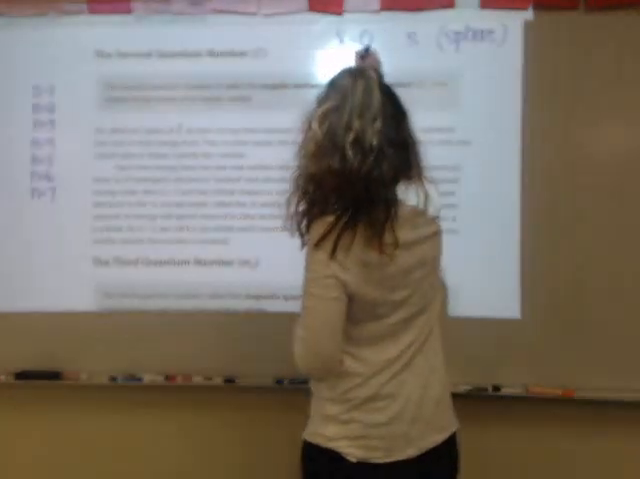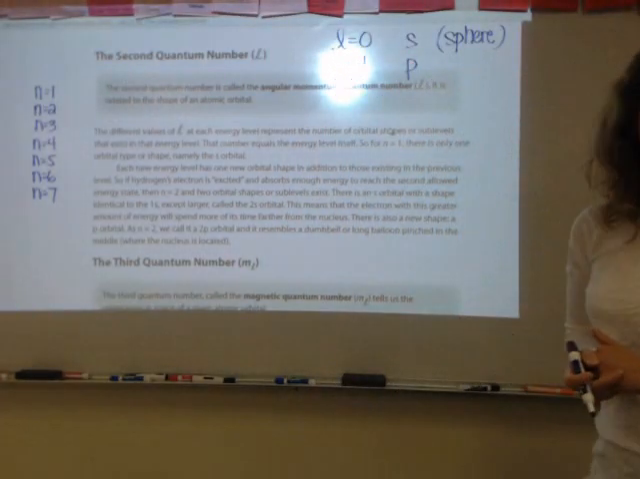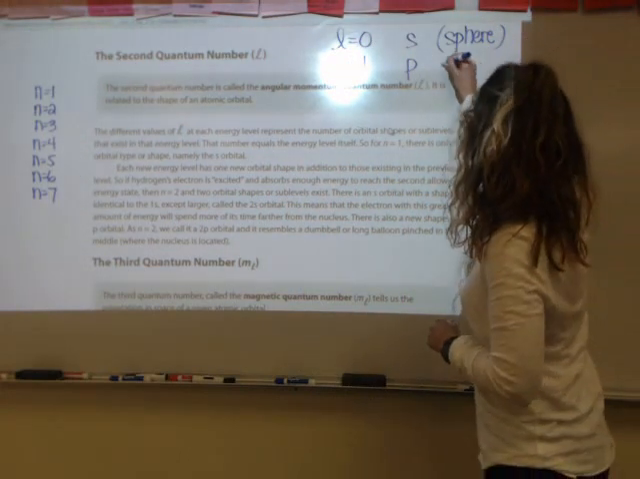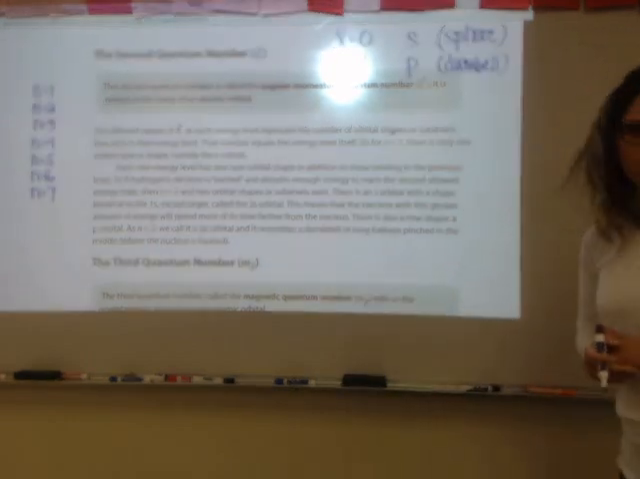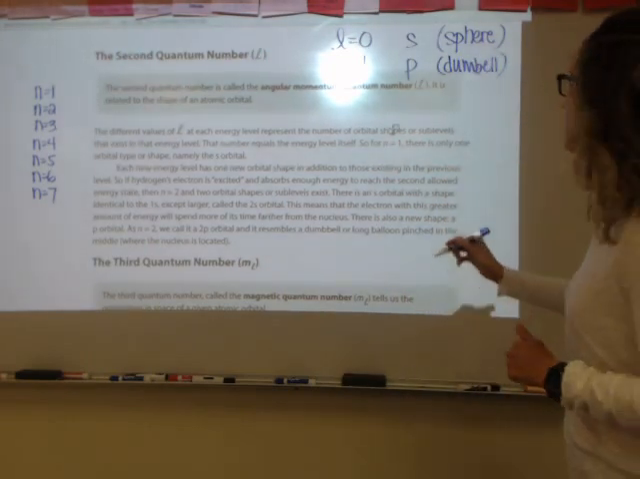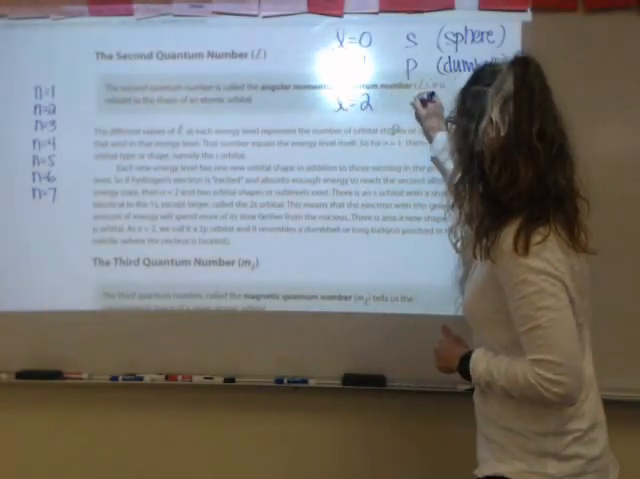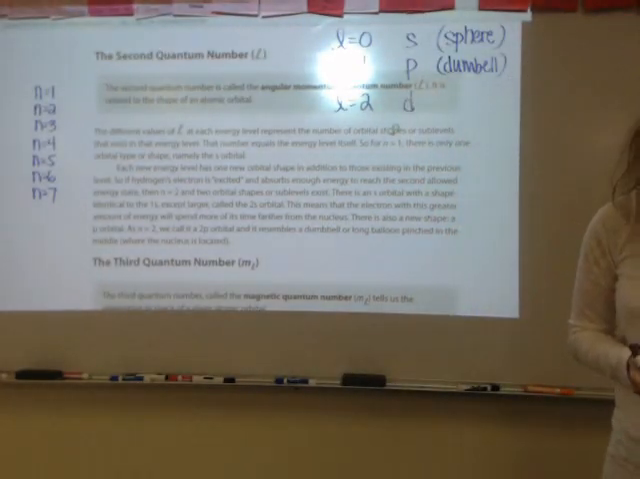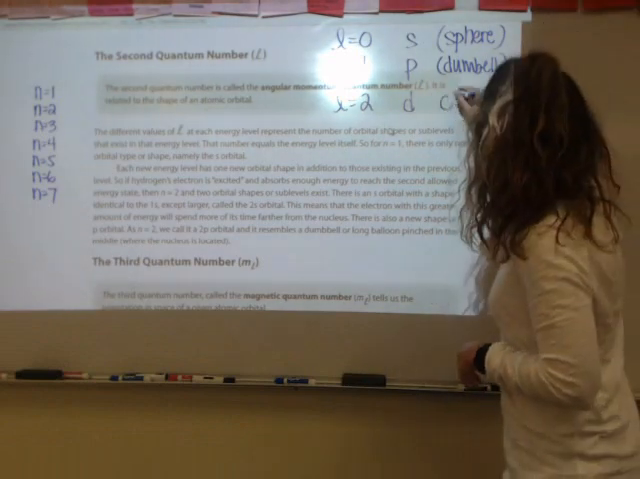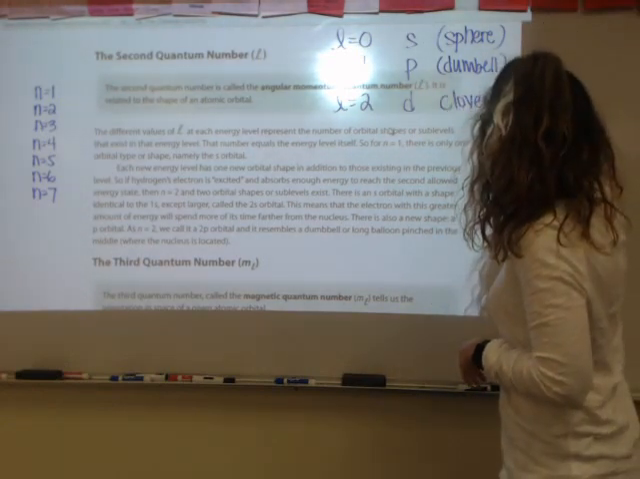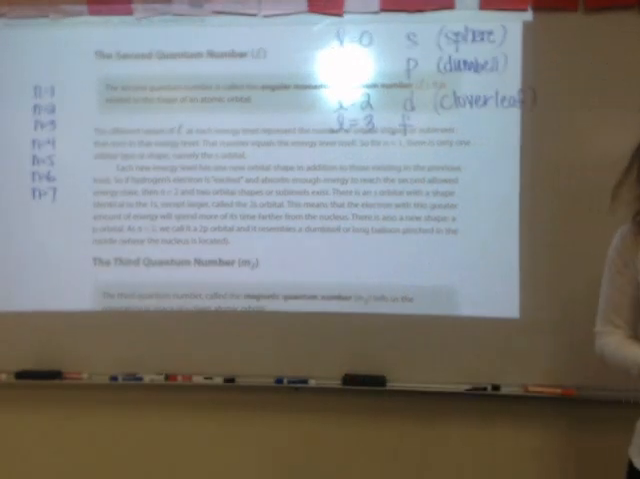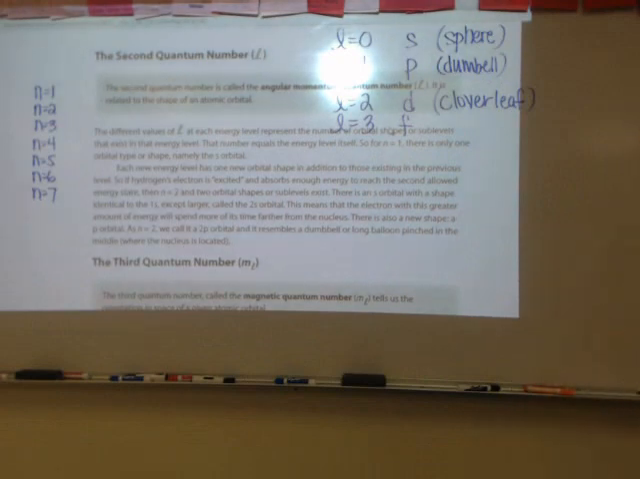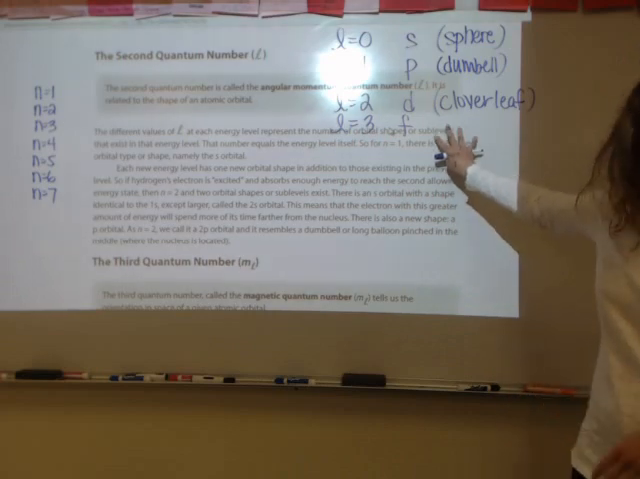If you're looking at an L equals 1, then we are looking at a P sublevel or orbital shape, which is a dumbbell shape. If you're looking at an L value of 2, we are looking at a D, and the Ds are cloverleaf shapes. And if you're looking at an L value of 3, you are looking at an F sublevel or orbital shape. But that has no specific shape associated with it, so I'm not going to give it any further description here.